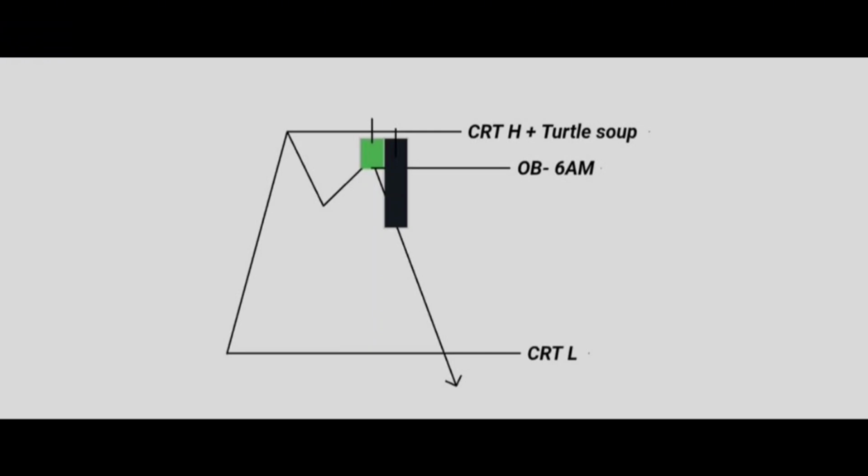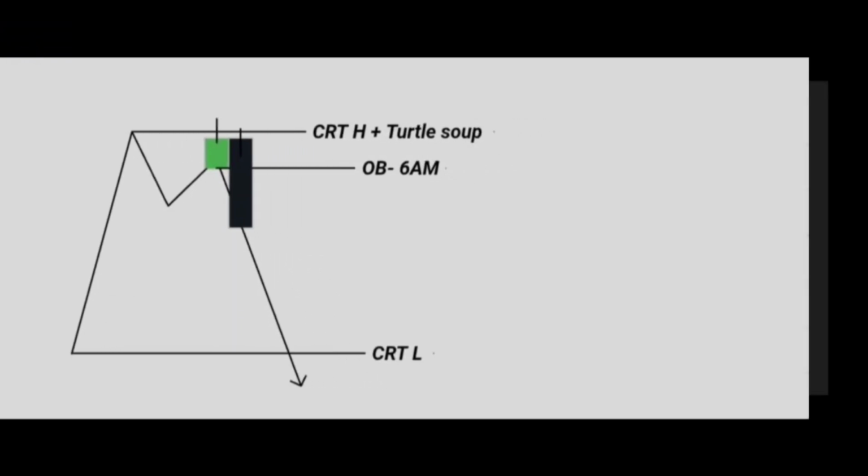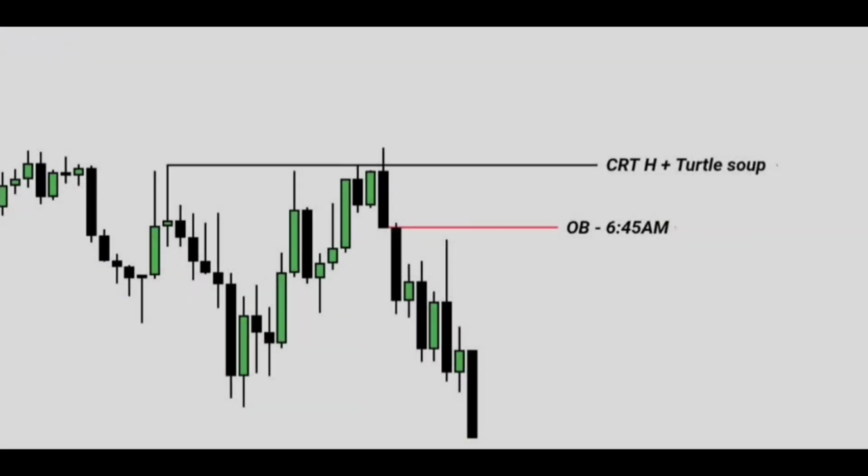So it all makes sense, and this also happened at 6 a.m. So it can happen at 3 a.m., 2 a.m., the key times that I give to you. If it happens at around those key times, the setup is valid. Let's move on. Now this is a chart example, and this was the trade today.